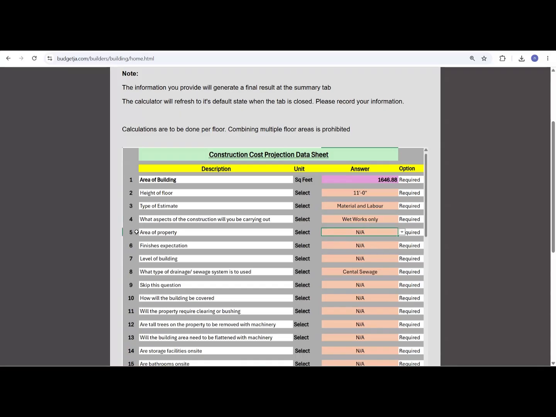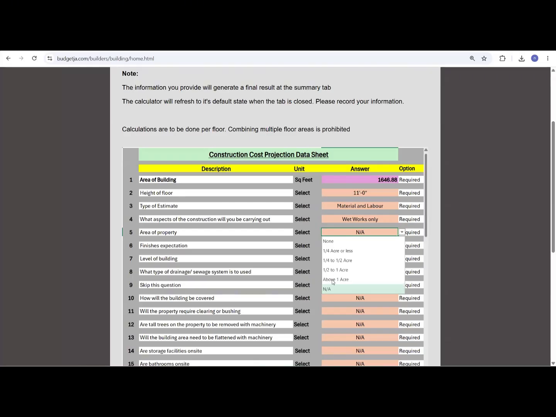Now, the other question that's here is asking about the area of the property. This is something that you can arrive at from the drawing. It is particularly important when it's a case that you're going to have to clean a property, and therefore you want to know what size of the property needs to be cleaned.